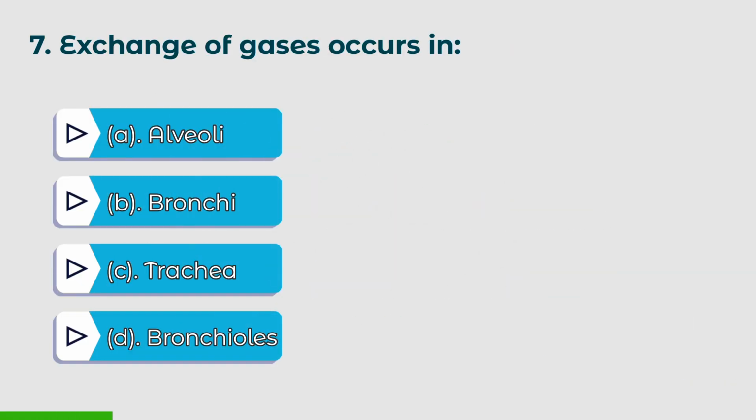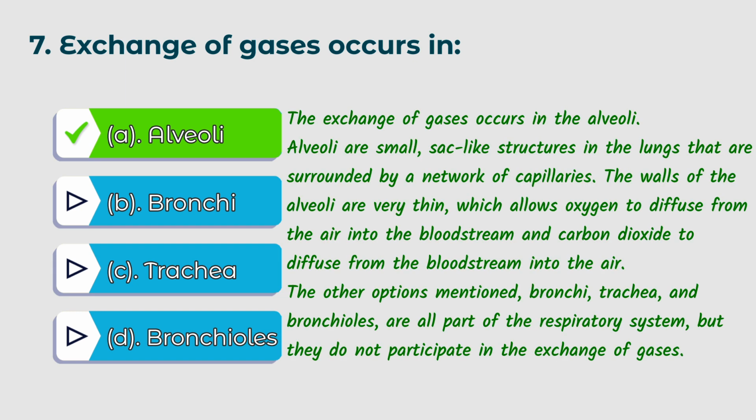Seventh question. Exchange of gases occurs in options: A. Alveoli, B. Bronchi, C. Trachea, D. Bronchioles. The right answer is A. Alveoli. The exchange of gases occurs in the alveoli. Alveoli are small sac-like structures in the lungs that are surrounded by a network of capillaries.